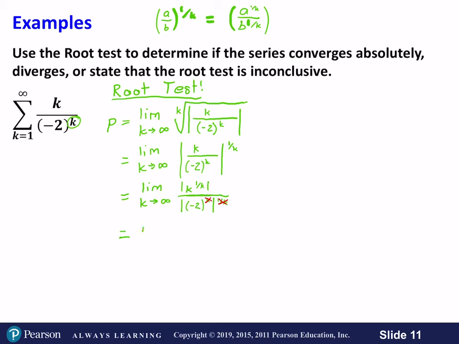So we get the limit as k approaches infinity of k to the 1 over k divided by 2. All right, and if you remember from the first slide, the limit as k approaches infinity of k to the 1 over k is equal to 1. So this thing is just 1 half.